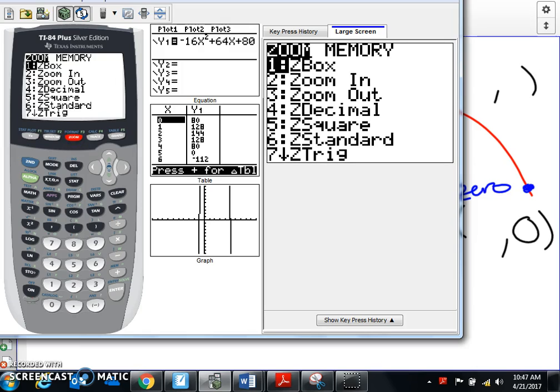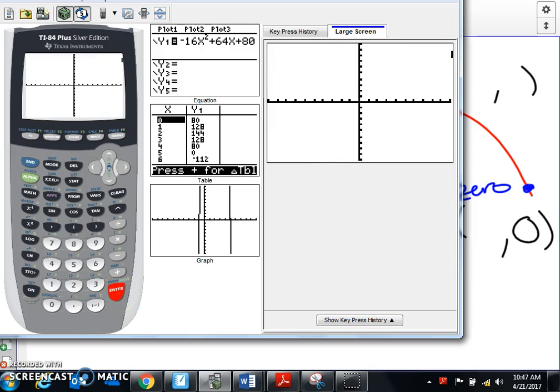Let's zoom out. So 3. Why did it not zoom out? Okay, so I was a little impatient, but here we go. So here's our graph. So let's find the max, which remember the max is going to be somewhere up there.